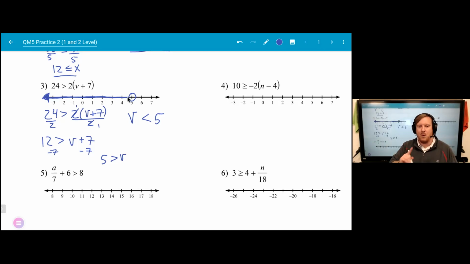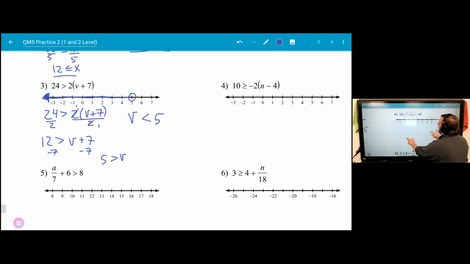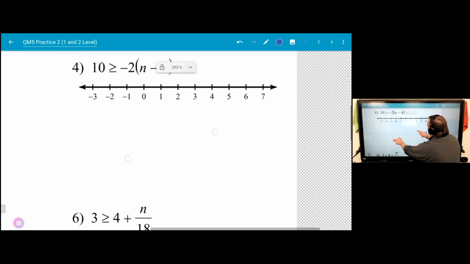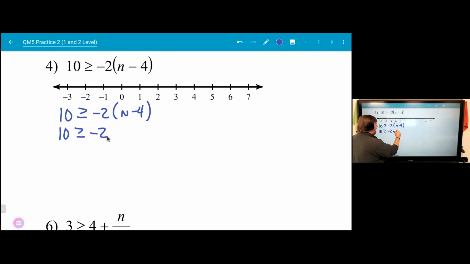Now, one thing that you've got to remember is in number 4. Number 4 has an interesting little tidbit going on, right? If we have division by a negative number, so I'm going to start this problem. I've got 10 is greater than or equal to negative 2 times n minus 4. I'm going to do the same way. Now, you know what? I'll do distribution. Why not? 10 is greater than or equal to negative 2n plus 8.